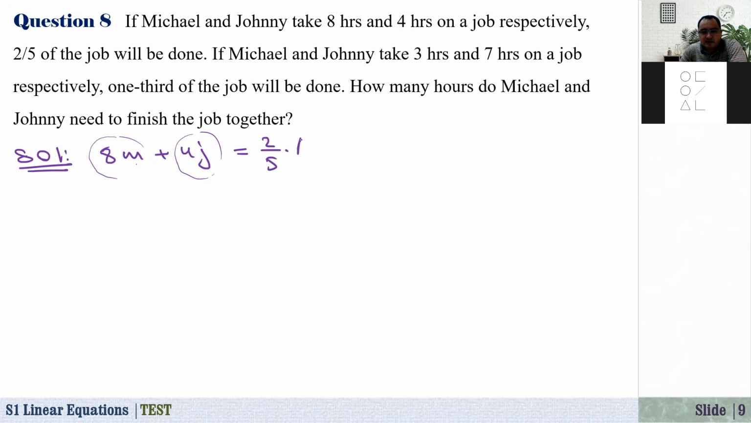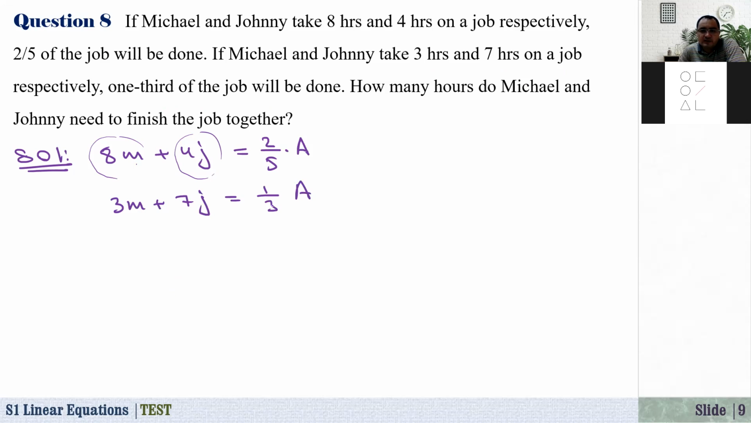Let's say the job is capital A. Maybe the kind of wall they have to paint, or they are building a house or laying bricks, or whatever it is. If Michael and Johnny take 3 hours and 7 hours on a job, they can complete how much? 1/3. So that is 1/3 of the job.